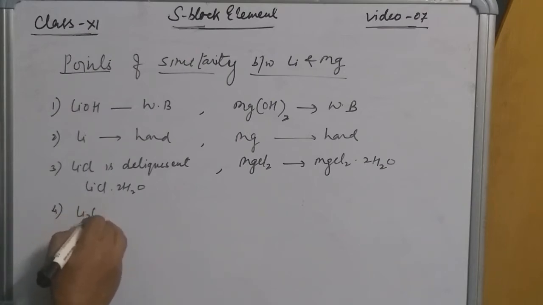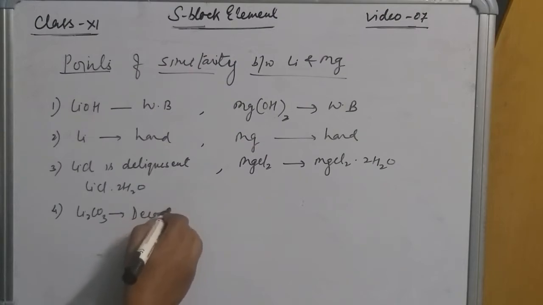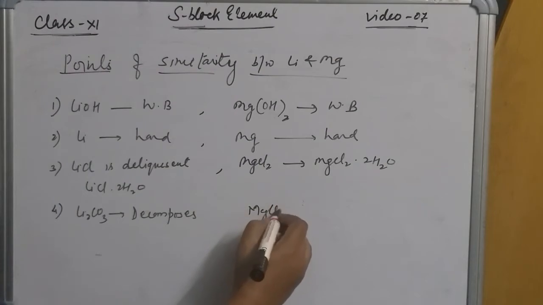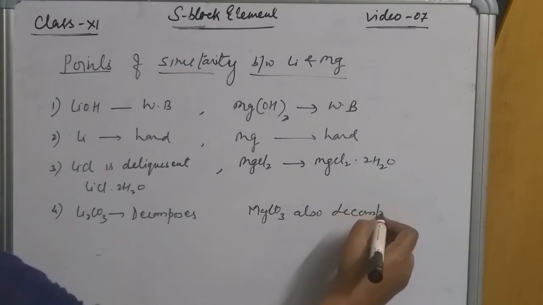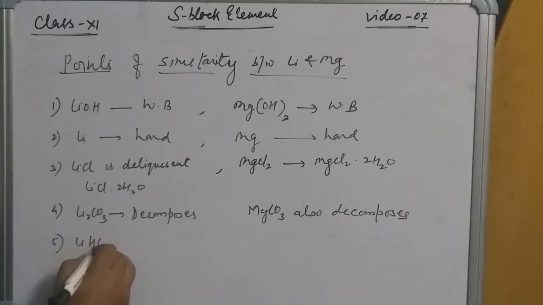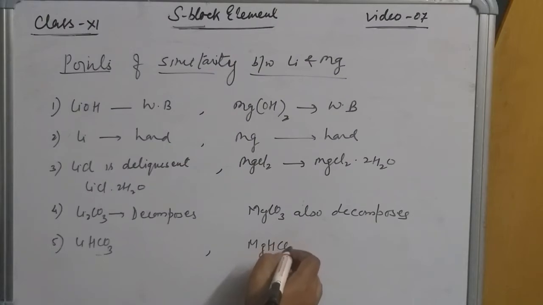Lithium carbonate decomposes. Magnesium carbonate also decomposes. Lithium exists in bicarbonate form. Magnesium also exists in bicarbonate form. So they show similar properties in spite of belonging to different groups.